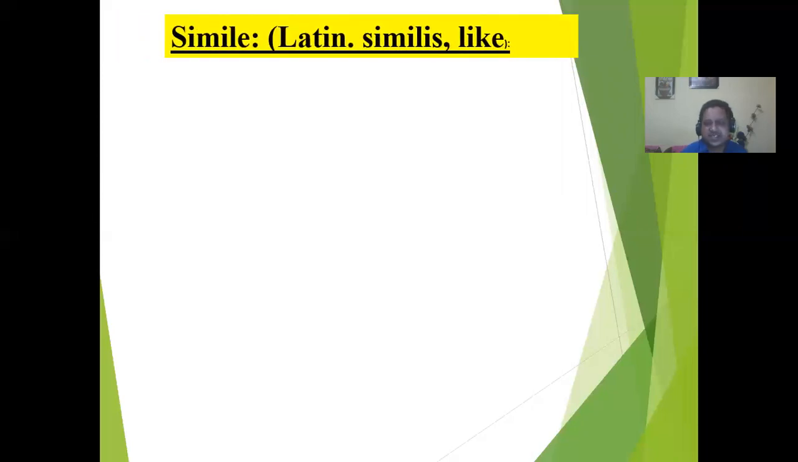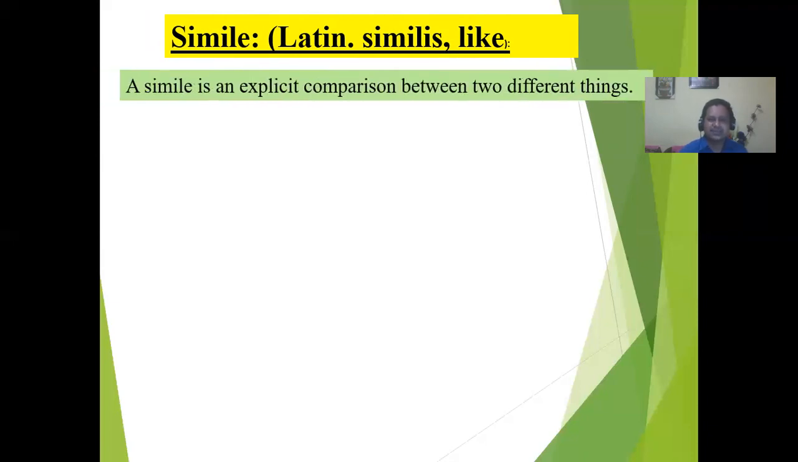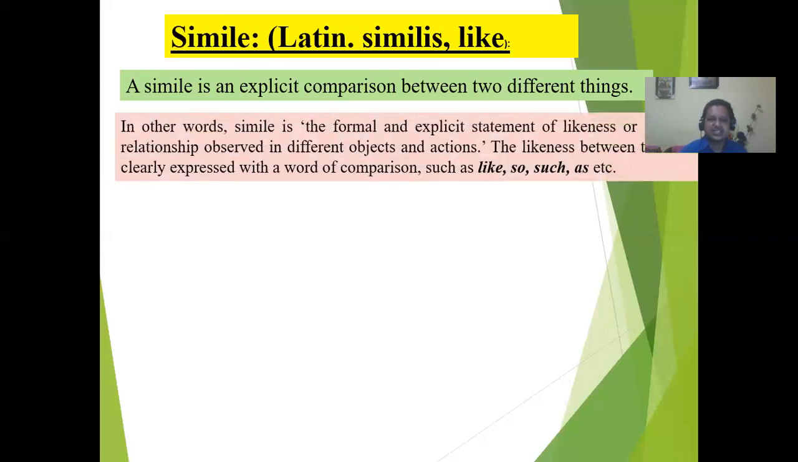Our first term of discussion is simile. Simile is a Latin word. It comes from the Latin word similis, which means like. Definition of simile: a simile is an explicit comparison between two different things. Direct comparison between two different things. In other words, simile is the formal and explicit statement of likeness or similar relationship observed in different objects and actions. The likeness between them is clearly expressed with a word of comparison, such as like, so, such, as, etc.